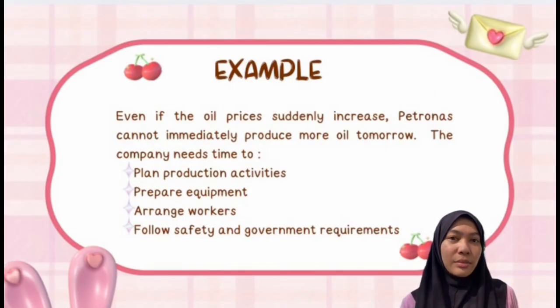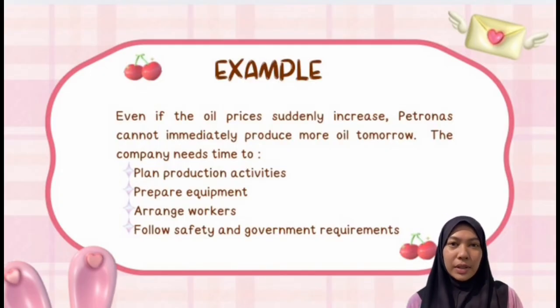The company needs to make plans, prepare equipment, and ensure that the production process can be carried out safely and efficiently. Because of these limitations, the quantity of oil supplied cannot increase immediately even when prices are higher.